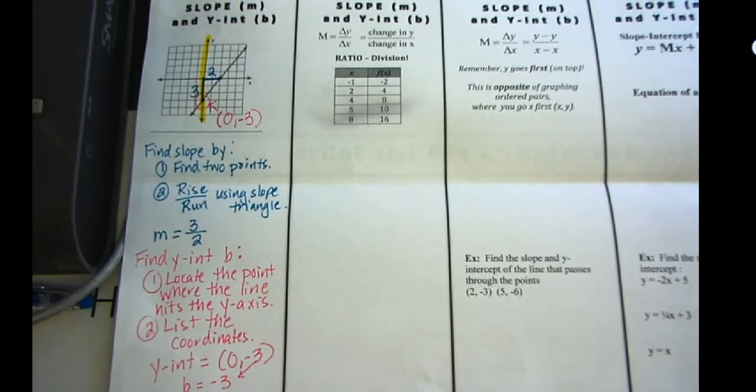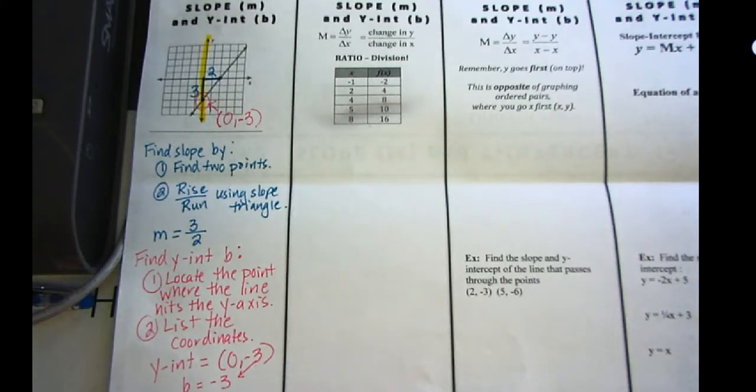Are there any questions on that? Finding slope or y-intercept from a graph. That's how we started class today. We've been working on slope for a while now. Does it say B? It says B.